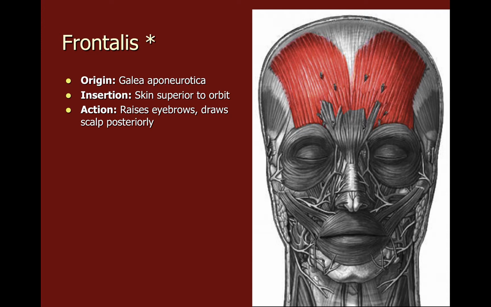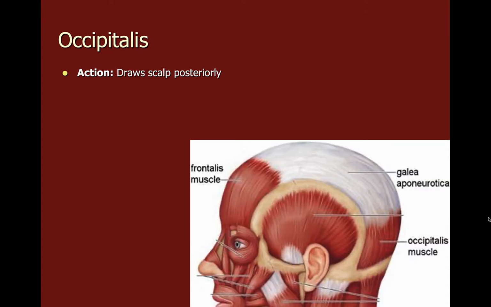Our first muscle here is our frontalis. It originates at the galea aponeurotica. So aponeurotica is an aponeurosis, and that you can see is back here, this large, broad tendon that is sort of covering our skull. It inserts to the skin superior to the orbit, and this is going to raise our eyebrows, but it can also draw our scalp posteriorly. Occipitalis is back here posteriorly by our occipital bone, and this is going to draw our scalp posteriorly.